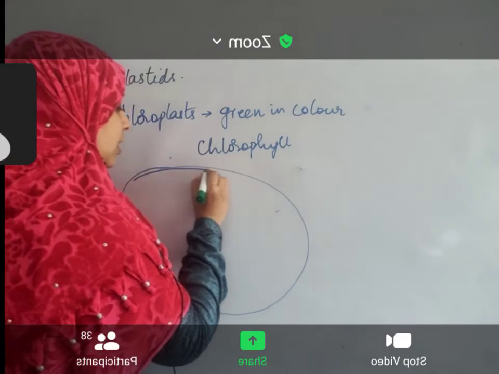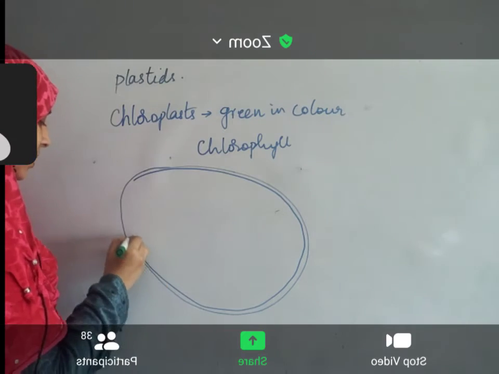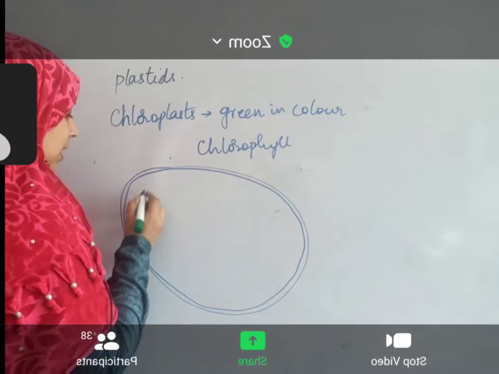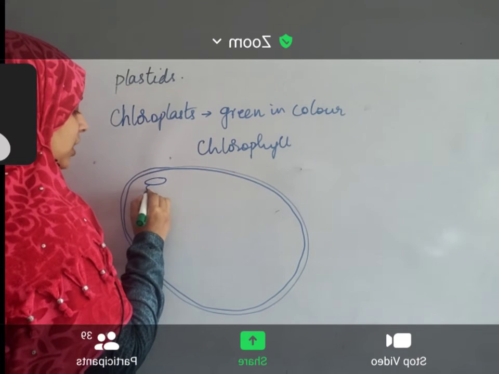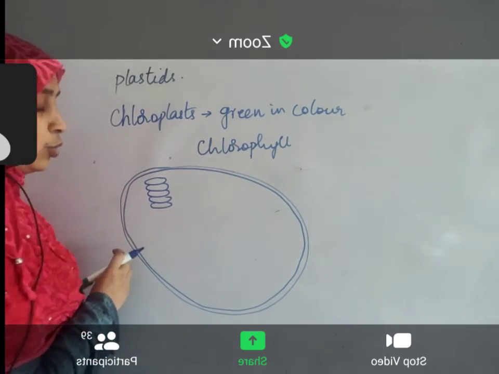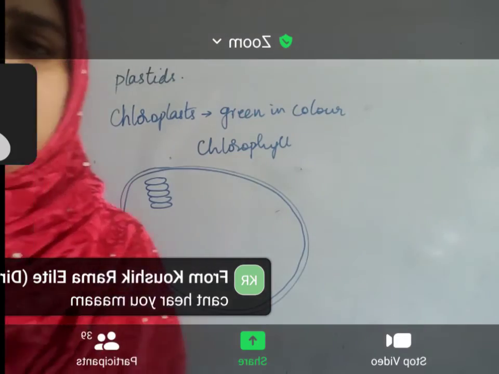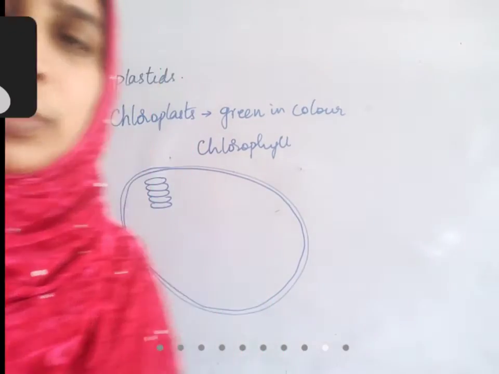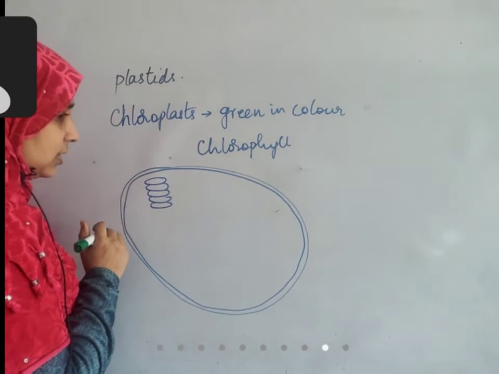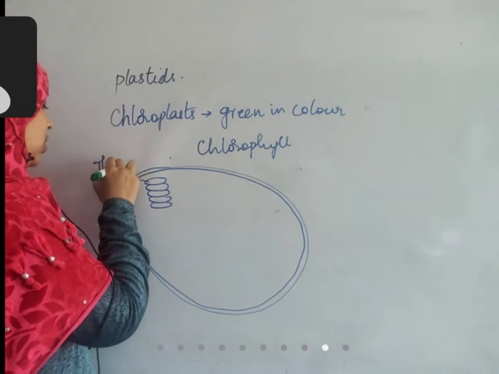Two of them cover the chloroplast like this. It is called the double membrane envelope. The third membrane is folded into structures like this. This is the third membrane, which is folded into small coin-like structures called thylakoids. Each one is called a thylakoid.